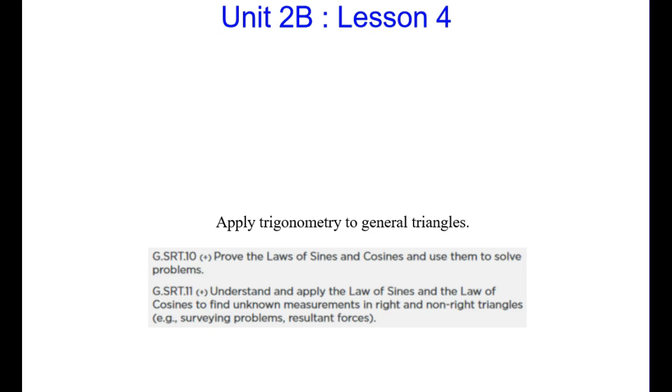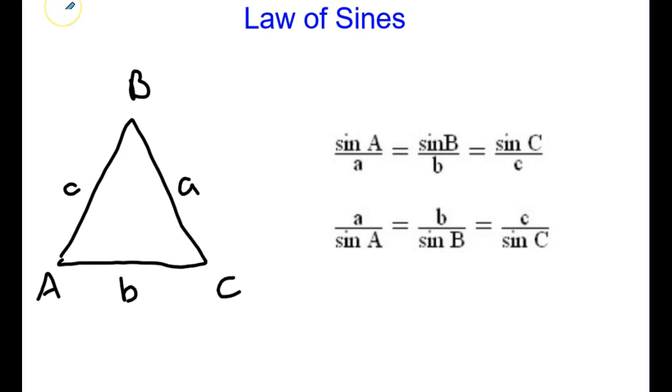Previously, we've used the 6 trig ratios as well as the Pythagorean theorem to help us solve right triangles. The law of sines and law of cosines are going to allow us to solve any triangle, whether it's obtuse, right, or acute. First, we'll discuss the law of sines.